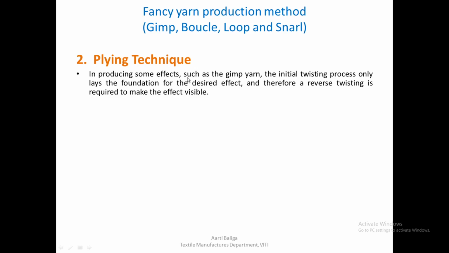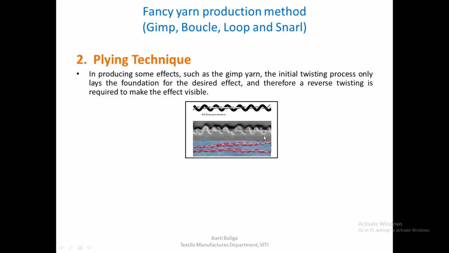In producing some effects such as gimp yarn, for example, the initial twisting process only lays the foundation for the desired effect, and therefore a reverse twisting is required to make the effect visible. So during studying the structure of the gimp yarn, we have seen that it gives you a more enhanced effect when you compare it with the spiral yarn, and that is because of this reverse twisting that is done by using the binder yarn, which makes the effect more visible. So this is how the gimp yarn looks.